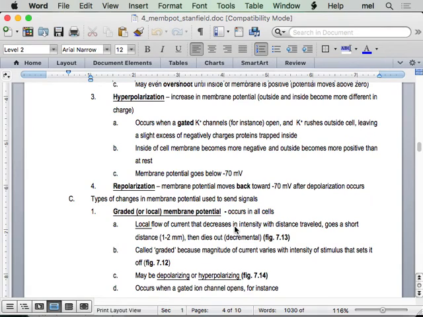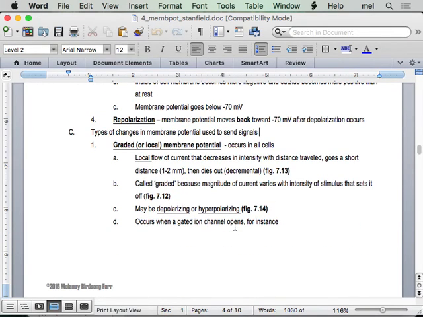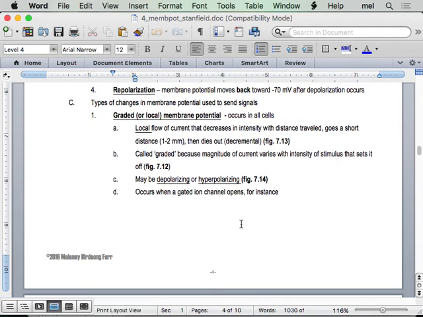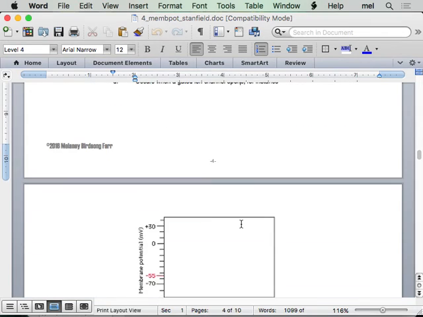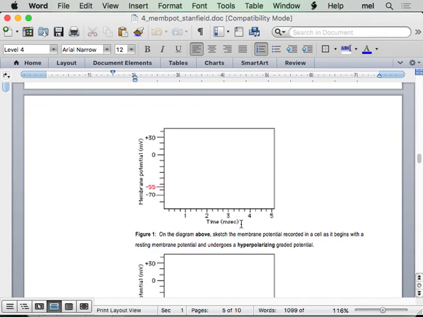Okay, so graded potentials may be depolarizing or hyperpolarizing, depending on what kind of gated channel you open. And these most commonly are associated with opening a gated ion channel. So very quickly, and this is easy, but we're going to use it as a starting point because when we do action potentials, it gets harder. All I want you to do here is on your paper, sketch the membrane potential recorded as the cell begins at resting membrane potential and then undergoes a hyperpolarizing graded potential.